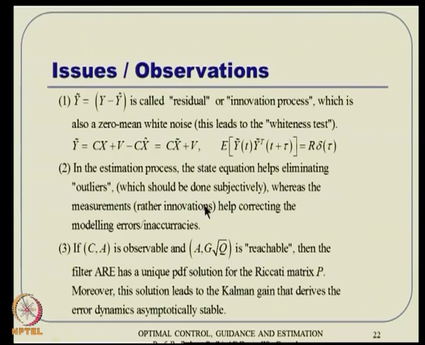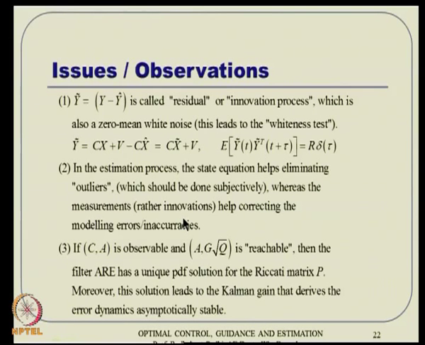Whereas the measurements, or innovations, help us in correcting the modeling errors or inaccuracies. That means it does both things. It helps us declare some data as an outlier and hence not use it, or, if you use it, you are relying more on the sensor output and less on the system process modeling, so it helps correct the modeling inaccuracies as well.